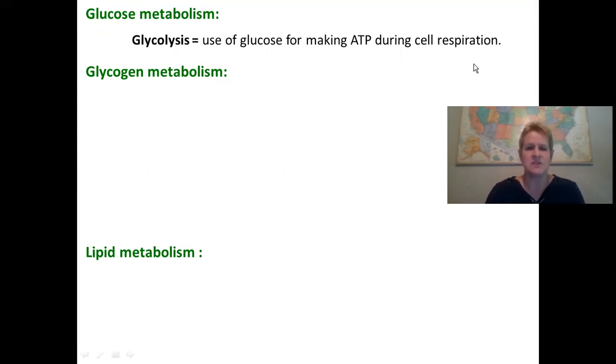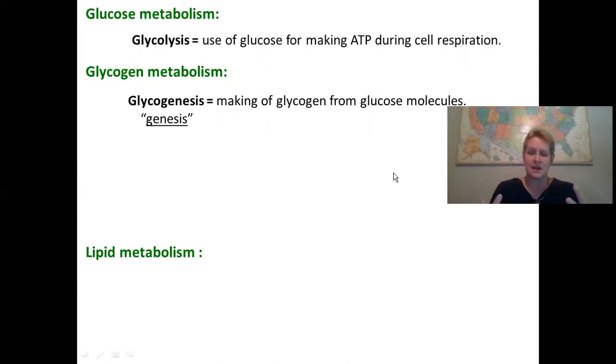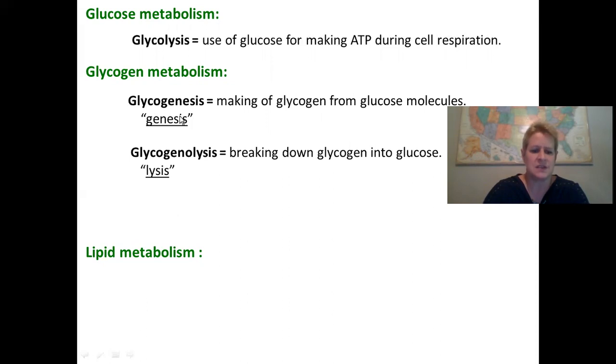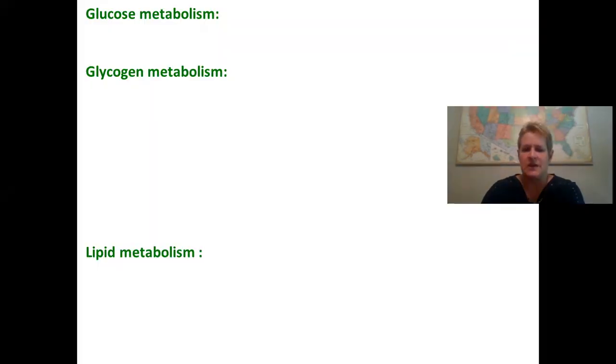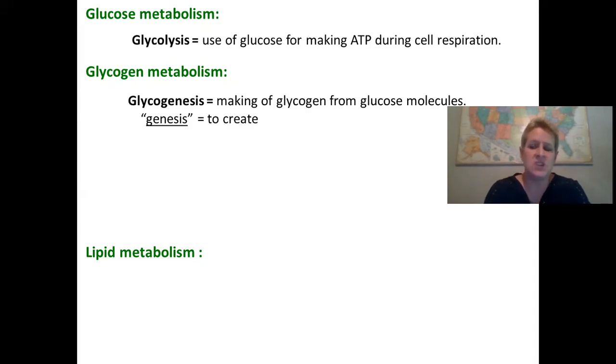So glycogen metabolism will include the making of glycogen. So look at the word glycogenesis. Glyco is for the word glycogen. Glycogen is in the word. If you look at genesis, the word genesis means to create. So glycogenesis is the making of glycogen. Genesis means create. Now, that's making glycogen from glucose precursors.